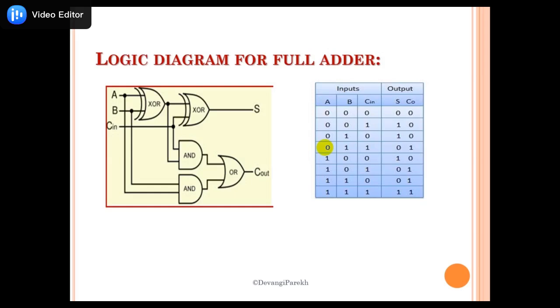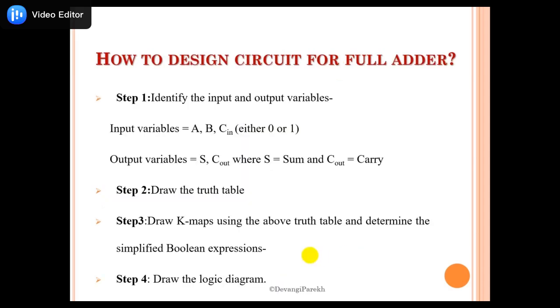Now let's understand the logic diagram for full adder. So here is the logic diagram of full adder which consists of 2 XOR, 2 AND and 1 OR gate. To create this logic diagram, firstly we need to understand the truth table for full adder. To understand this, there are a few basic steps we need to know, which are used to create any digital circuit.